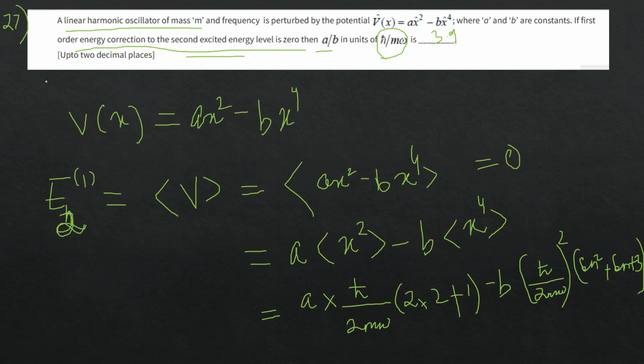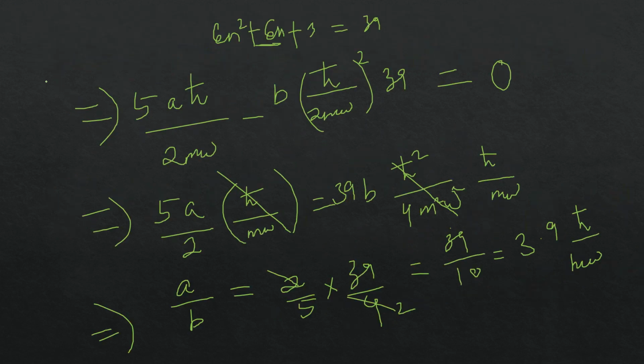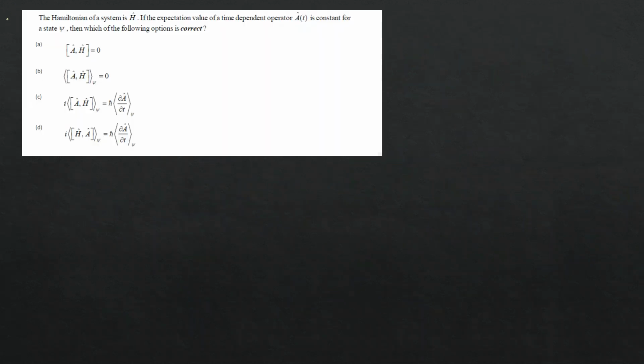So the question number was 27. Now it will be question number 28. The Hamiltonian of a quantum system is H. If the expectation value of a time-dependent operator is constant for this, which of the following is correct?